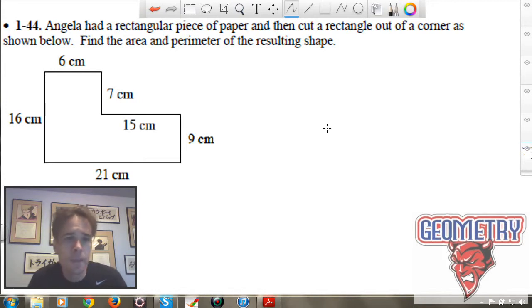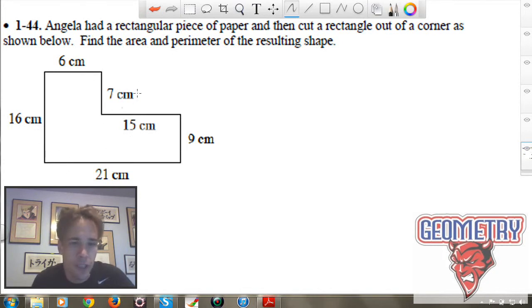Here we have Angela had a rectangular piece of paper and then cut a rectangle out of the corner, shown below. So this irregular shaped object is not something that we would typically see in like a rectangle or parallelogram or triangle or something that has a particular definition for its shape. We want to find the area and perimeter of it. So we're going to have to do a little bit of work working around the edges and dissecting it or breaking it apart into pieces, or we could use the subtraction method as well.